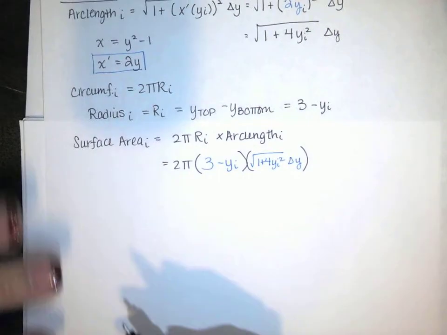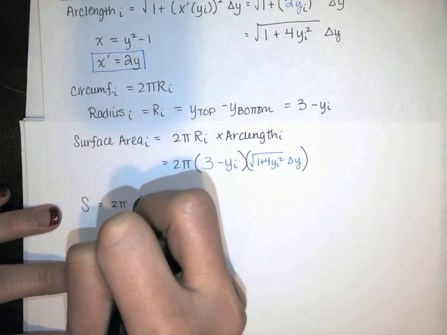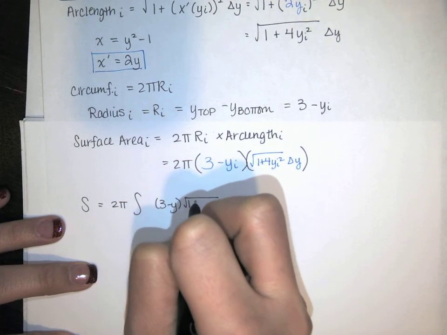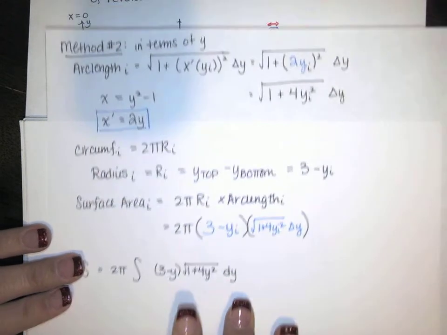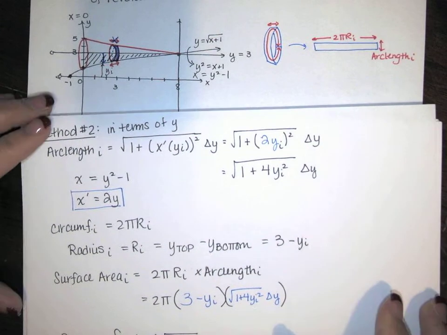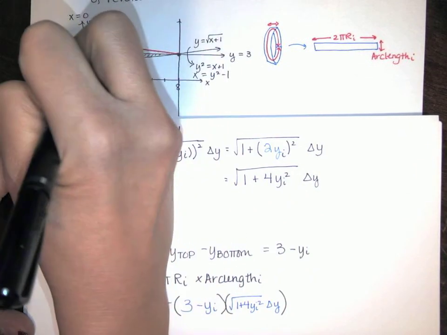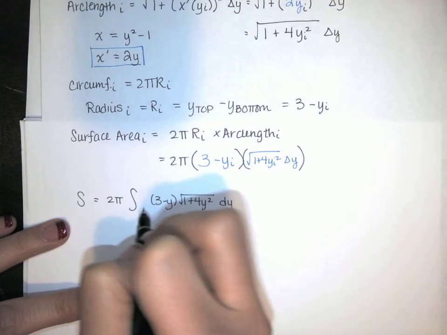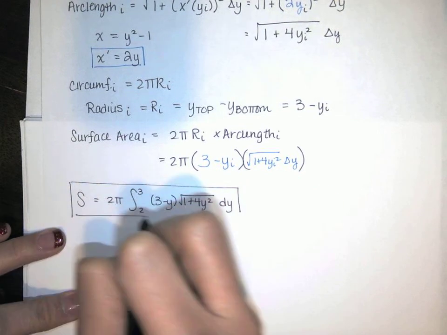If that is the surface area of the ith piece, the surface area integral looks like this. It's 2 pi times the integral of 3 minus y times the square root of 1 plus 4y squared dy. And we integrate for where y is on this curve. Y starts at 2 and ends at 3. So we're going to integrate from 2 to 3. So this is the integral in terms of y.